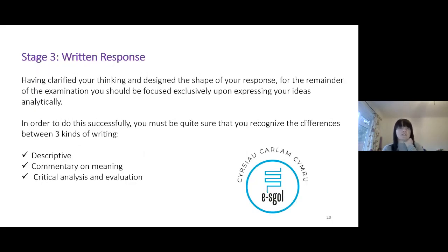So then we move on to, you know, the be all and end all part, which is stage 3, the written response. So you've had a think, you've looked at how you're going to go about things with regards to your annotations, okay.